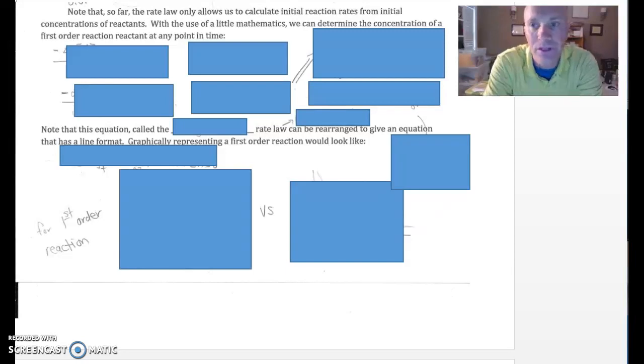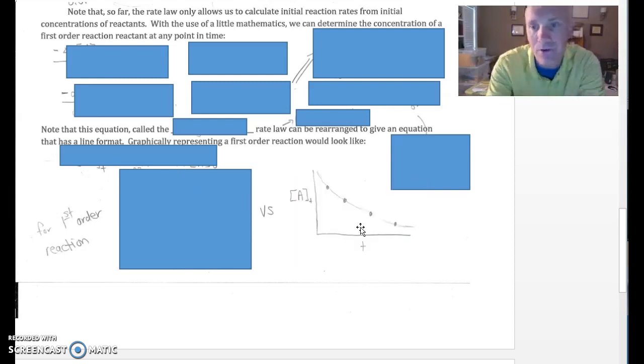Okay, in this video, I'm going to be covering what's called the integrated rate law, and eventually move on to calculations for half-lives of reactions. So, first of all, a little bit of background on what we're trying to talk about here. So, I'm going to start with this graph right here.